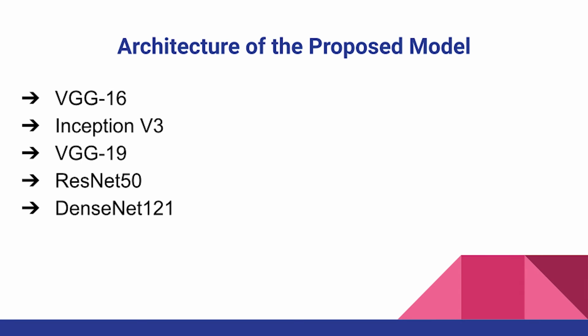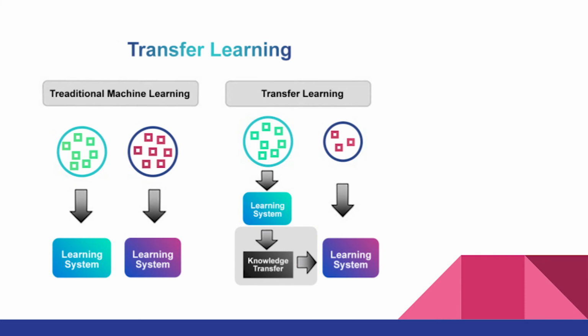In the study, a transfer learning approach is proposed. We have used the fine-tuning approach of transfer learning. Here are the CNN models used: VGG16, Inception V3, VGG19, ResNet50, ResNet101. Fine-tuning is the process of changing a model that has already been trained for one task to make it execute a second related task.